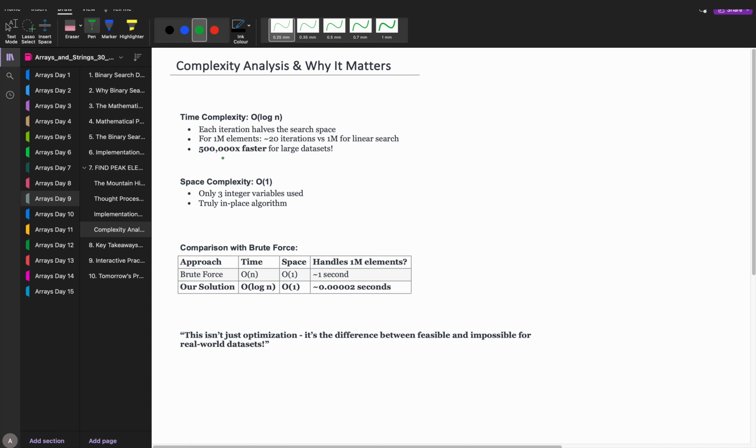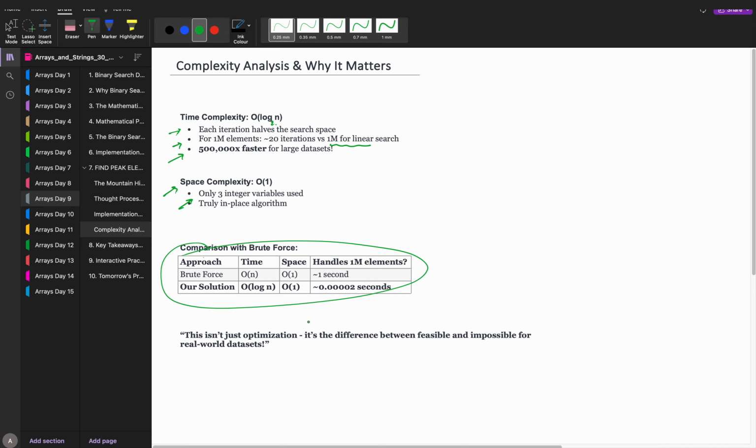So here you can see the clear comparison. Time complexity log n to the base 2. Each iteration halves the search space, and it is happening here as well. For 1 million elements, 20 iterations would be there. But for linear search, it would be 1 million iterations. So it is 500,000 times faster for large datasets. Space complexity: 3 variables, so it's O of 1 only. Totally in-place algorithm. This is our best solution. So this isn't just optimization, it's the difference between feasible and impossible for real-world datasets.